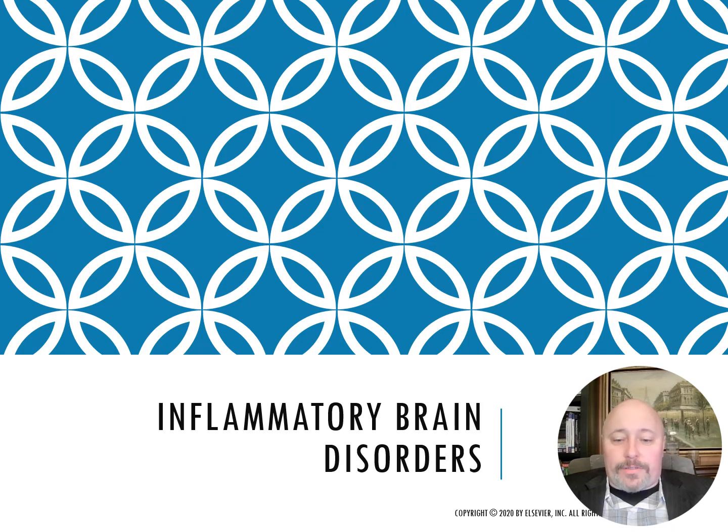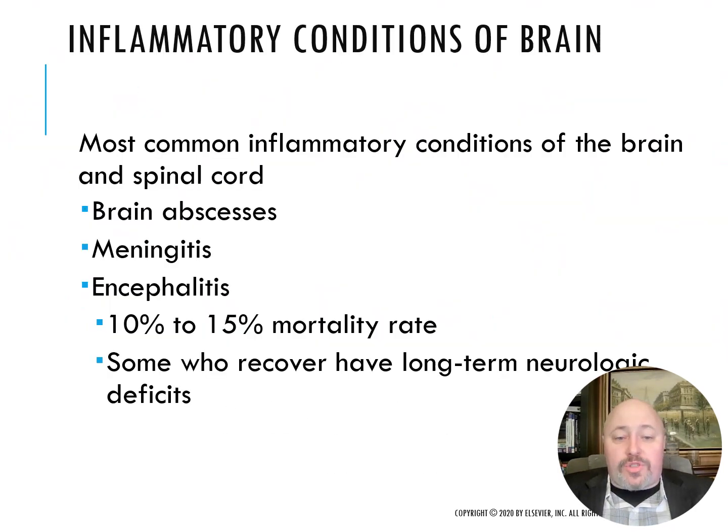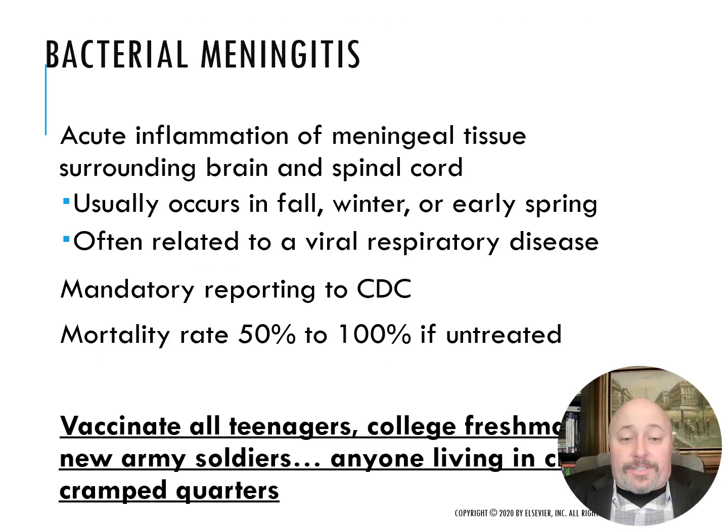Inflammatory brain disorders. The most common inflammatory conditions to the brain and spinal cord are brain abscesses, meningitis, and encephalitis, which has a 10 to 15% mortality rate, and some who recover have long-term neurologic deficits. Bacterial meningitis. This is an acute inflammation of the meningeal tissue surrounding the brain and spinal cord. It usually occurs in fall, winter, or early spring, and is often related to a viral respiratory disease.